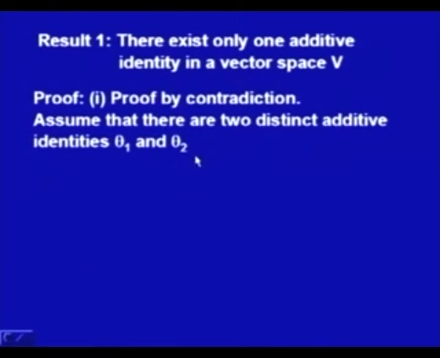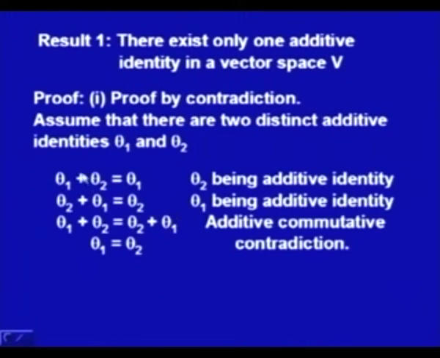Now, to prove this, we prove it by contradiction. We assume that there are two distinct additive identities theta 1 and theta 2. So, theta 1 plus theta 2 is equal to theta 1 because theta 2 is an additive identity. So, when the additive identity is added to theta 1, we will have theta 1. But theta 1 is also an additive identity. So, theta 2 plus theta 1, theta 1 being an additive identity, when added to theta 2 will not change theta 2. So, theta 2 plus theta 1 is equal to theta 2 when theta 1 is being considered as the additive identity.